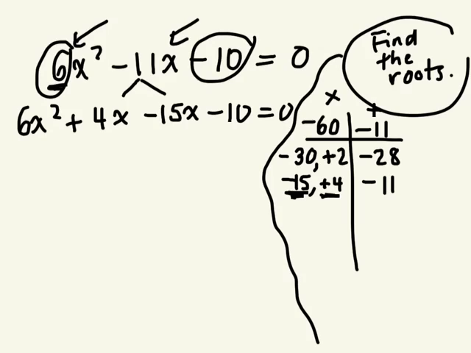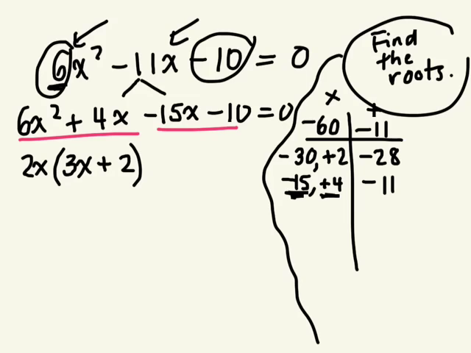Okay, so now we can factor by grouping. What's the greatest common factor of 6x squared and 4x? 2x, good. So 2x times what gives me 6x squared? 2x times 3x is 6x squared. Plus what? 2, good. And then this has a negative, so we're going to factor out the negative. What's the common factor? Negative 5, good. So I'm left with 3x plus 2.